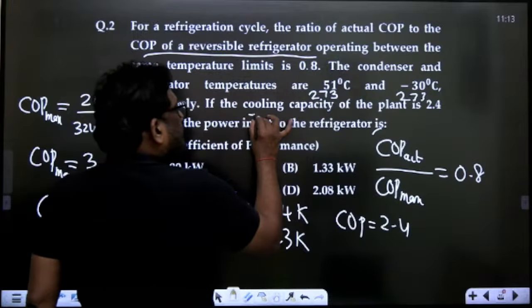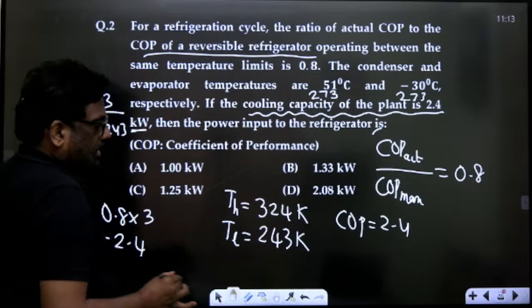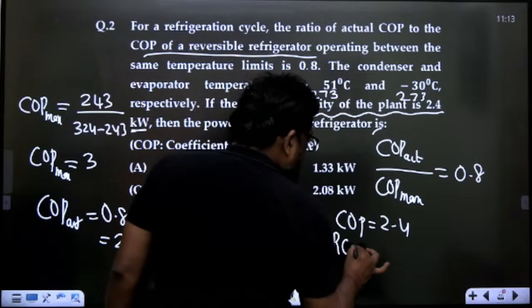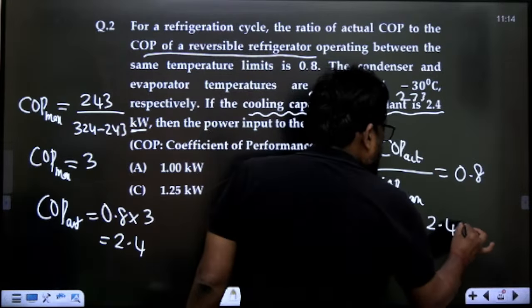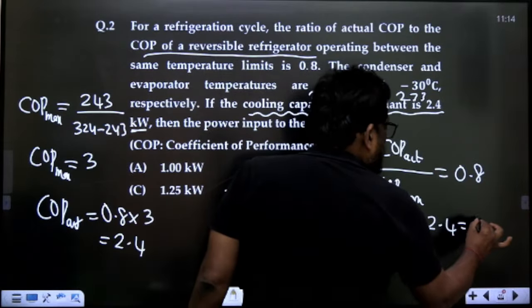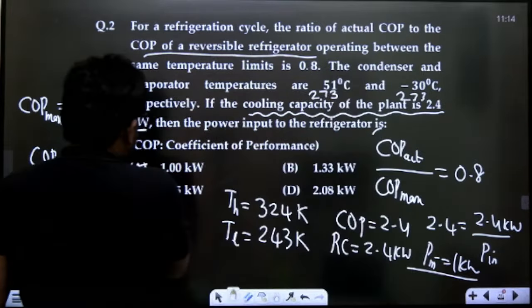Something is given. The cooling capacity of the plant is 2.4, so the refrigeration capacity is 2.4 kilowatt. COP is equal to RC by power input. RC is 2.4, and therefore you will get a power input of 1 kilowatt. Absolutely fine, so answer 1 is correct.